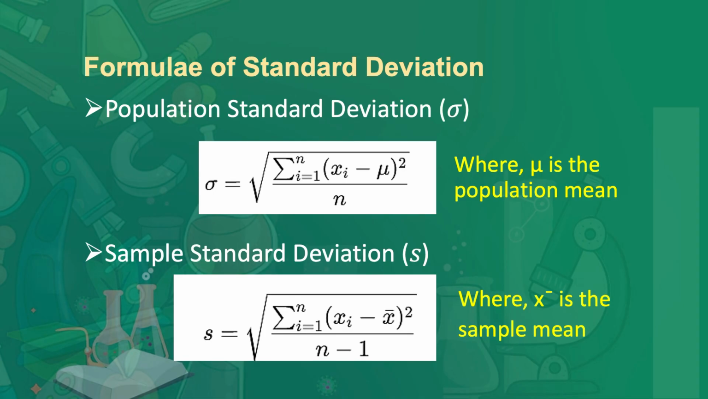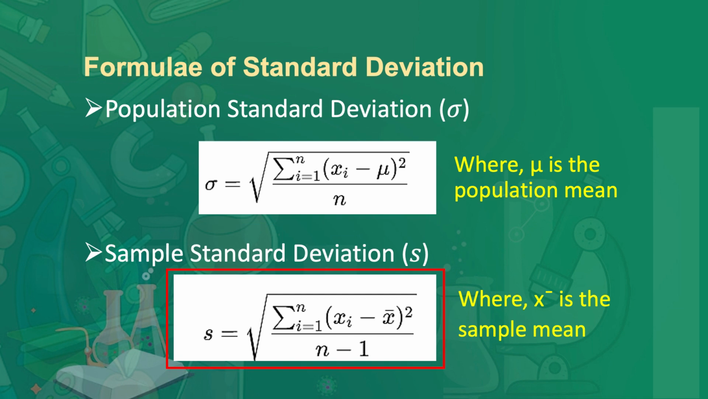Formulae of standard deviation. You know that there are two kinds of standard deviation. They are nothing but the population standard deviation and sample standard deviation. These are the formulae. First of all, population standard deviation sigma is represented by the equation sigma is equal to under root sigma (xi minus mu) square divided by n. Here mu represents the population mean.